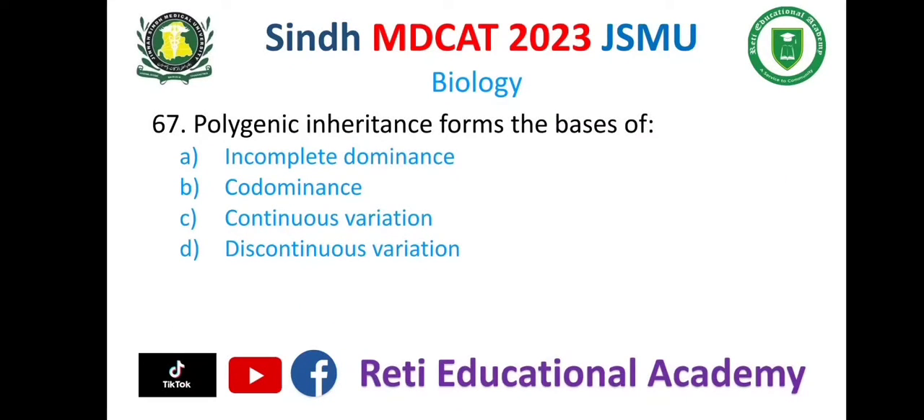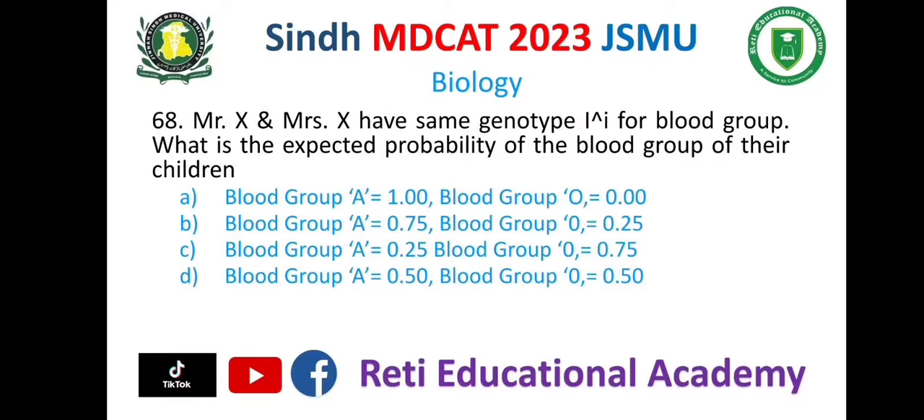Polygenic inheritance forms the basis of A. Incomplete dominance, B. Codominance, C. Continuous variation, D. Discontinuous variation. And the correct option is C. Continuous variation. Question number 68.